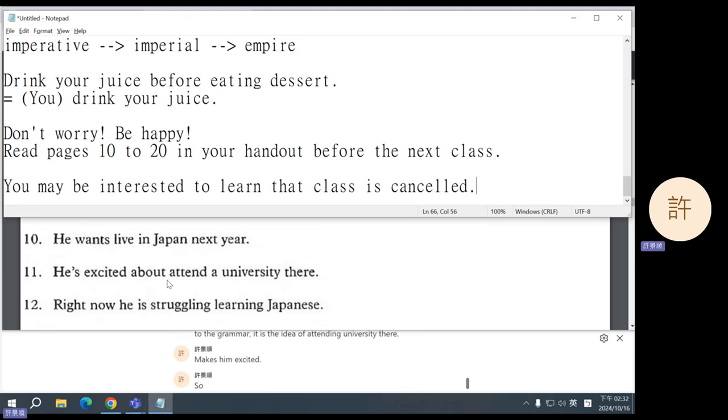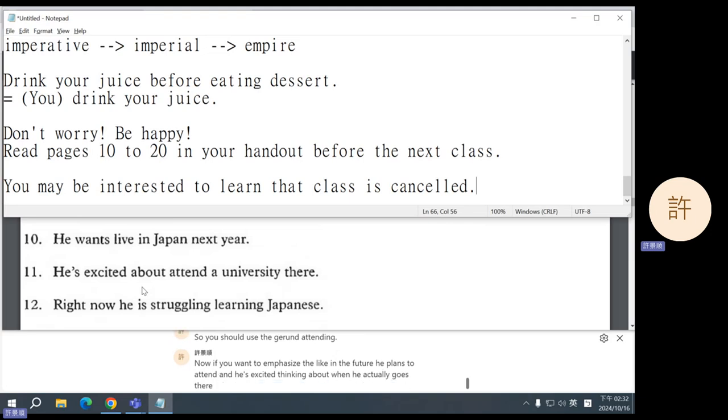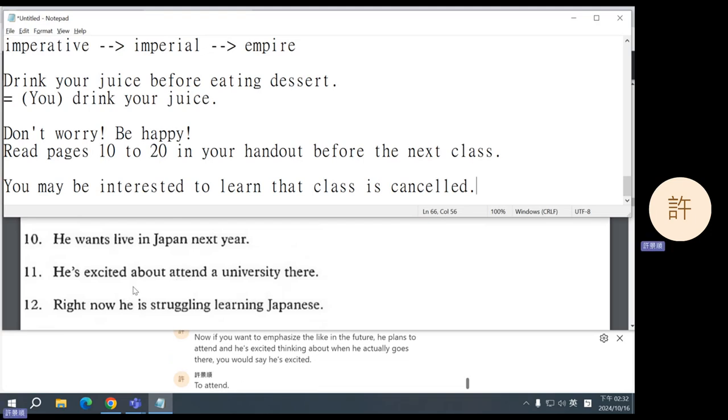So it's not actually related to whether he certainly goes to a university there. It's the idea itself that makes him excited. So you should use the gerund attending. Now, if you want to emphasize that in the future he plans to attend and he's excited thinking about when he actually goes there, you would say he's excited to attend. And then this sentence would emphasize that in the future he's expecting, and it's uncertain if he will actually do it. But if you use about, there is no grammatical expectation. So you would simply say about attending.